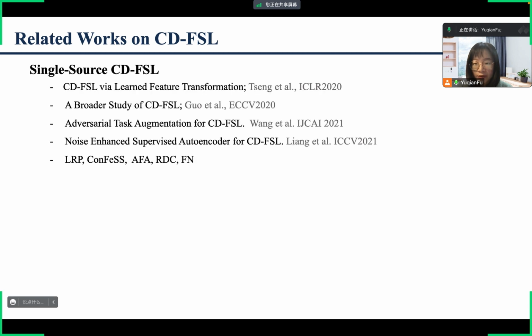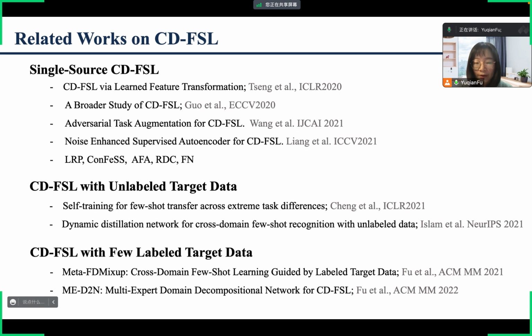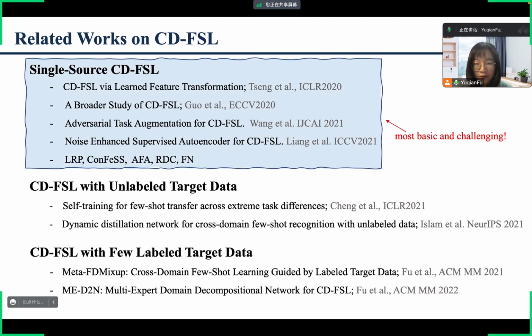According to the data used for training, we roughly group existing cross-domain few-shot learning methods into three types. Among them, the single source-based cross-domain few-shot learning, which only has a single source data for training, is the most basic and also challenging setting. Thus, in this paper, we tackle cross-domain few-shot learning with only a single source data.